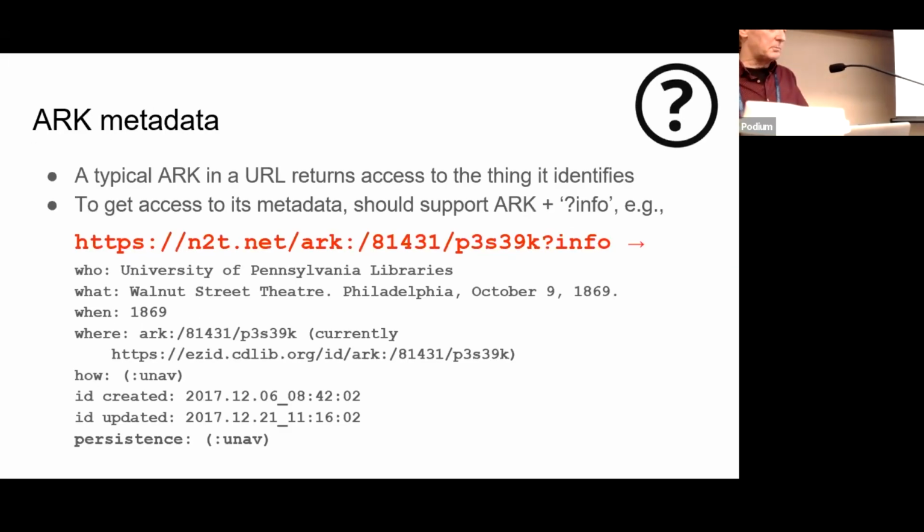So speaking of metadata, an ARK should get you to not only the thing it identifies, but also to a description of it and to a persistence statement. So some sort of record describing the commitment that the provider has to it. Originally, this was a single question mark that was a little hard to implement, so we're making it more explicit. You append a question mark info to the ARK.